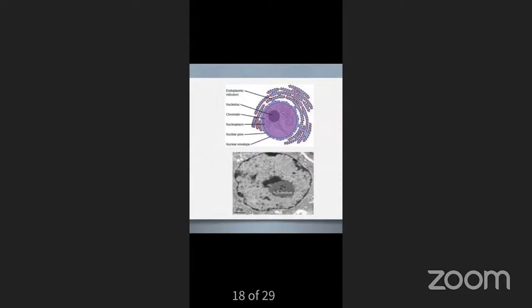The loops in the form of a clover leaf are formed due to the folding of the single polynucleotide chain. So here in the clover leaf tRNA model, the amino acid acceptor site is the 3 end of the tRNA. It shows the nucleotides CCA.